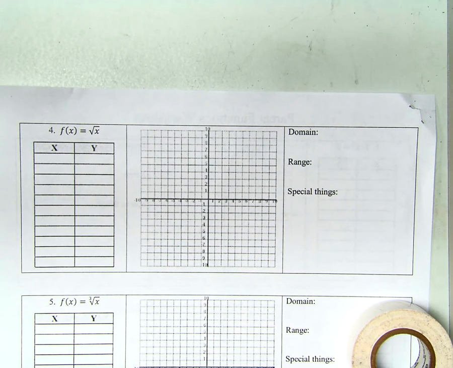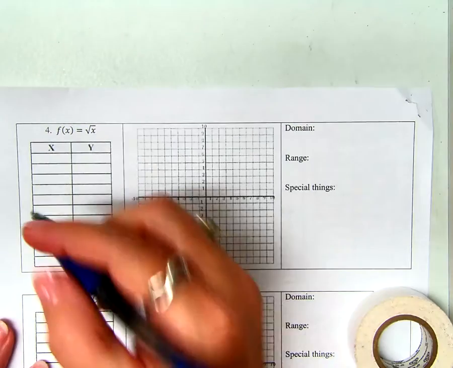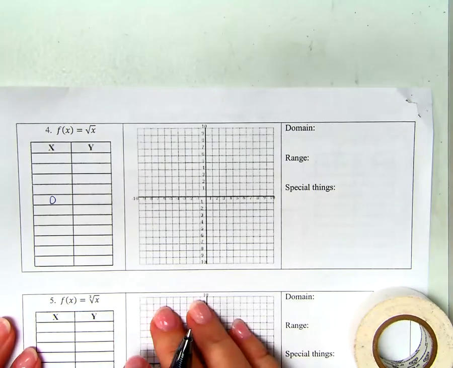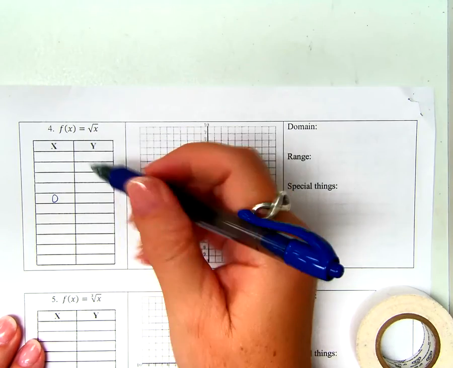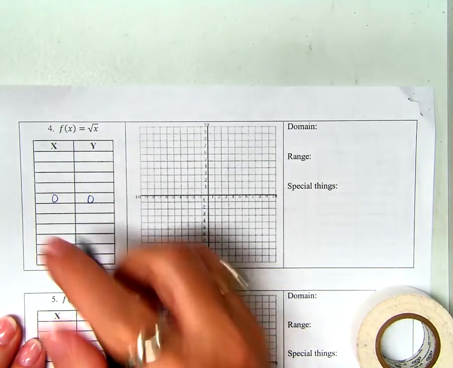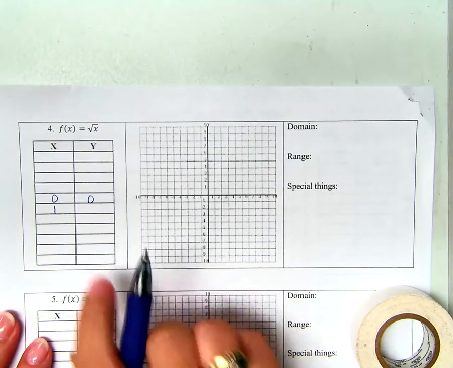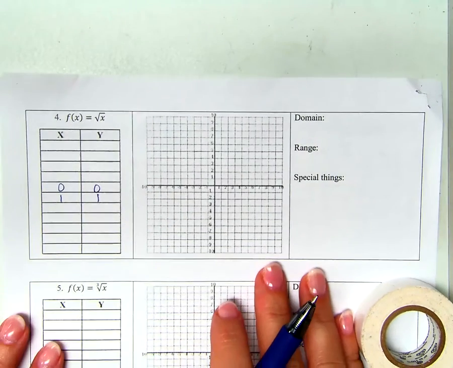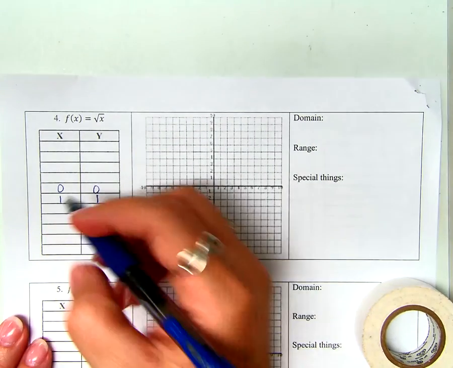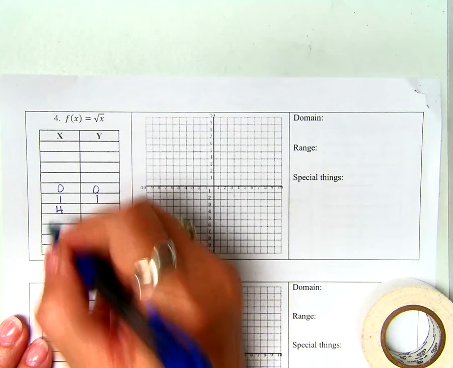So let's talk real quick about number 4. Number 4 was one of the ones that I asked you to do for homework, and most of you got this right. Most of you were successful on this one. Just really quickly, most of you started here at 0 on the x-axis, on the x values, and you knew that the square root of 0 was 0. And then most of you put a 1 here and knew that the square root of 1 was 1. And then some of you did other numbers, but most of you did 4.